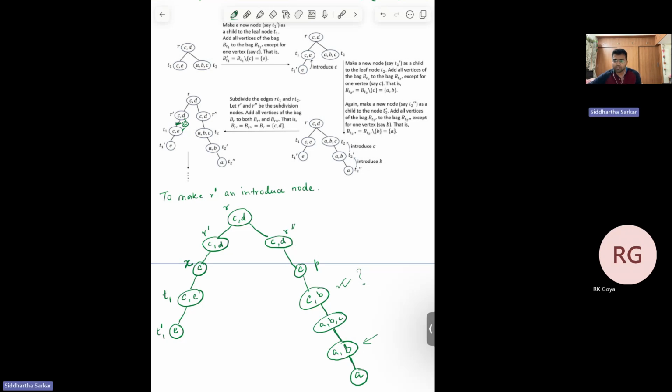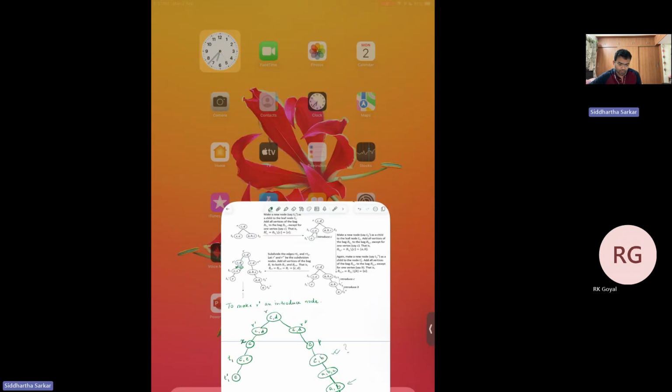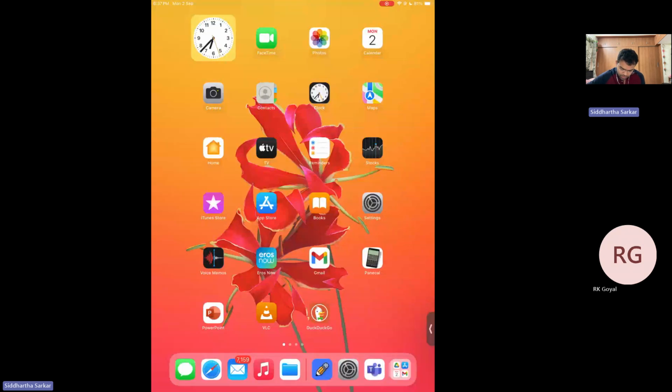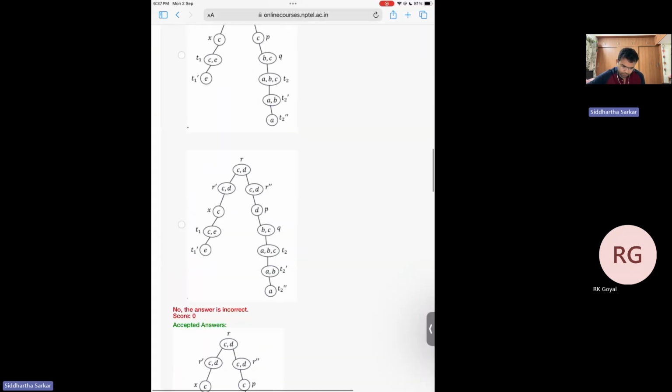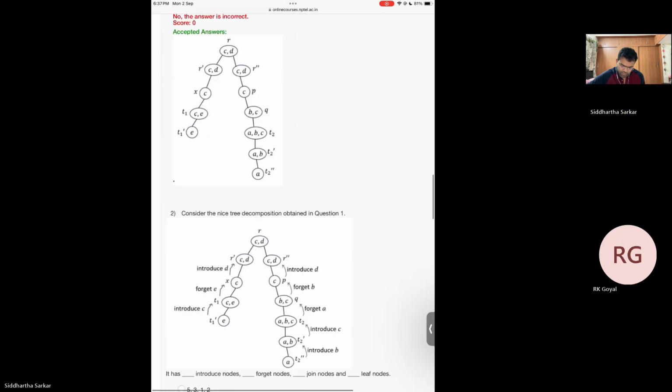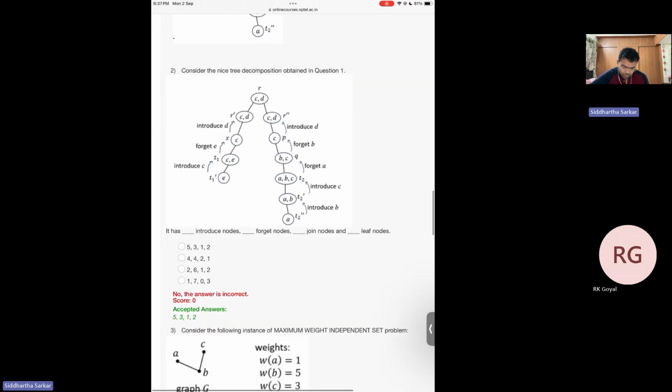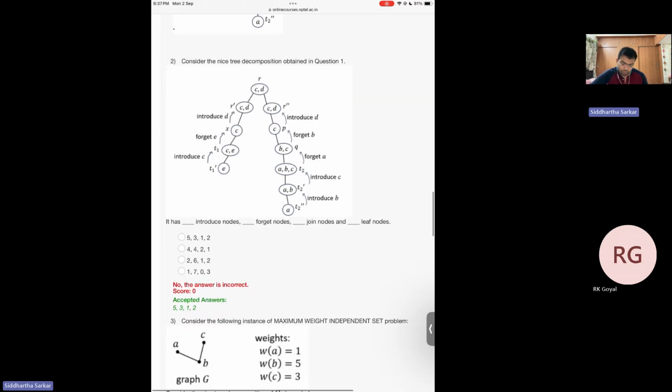So this is the end of the first question. Today we are very lucky. We have only 4 questions. This question is just the continuation. So now we have the nice tree decomposition. Given the nice tree decomposition, this is counting.